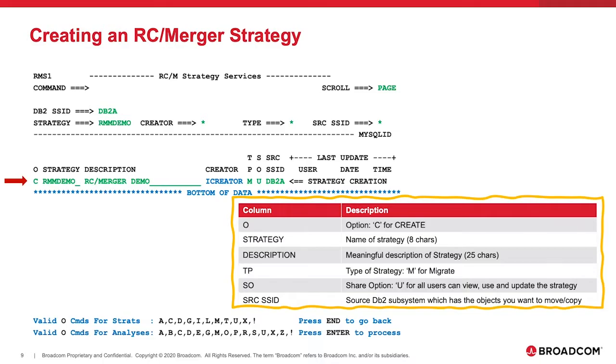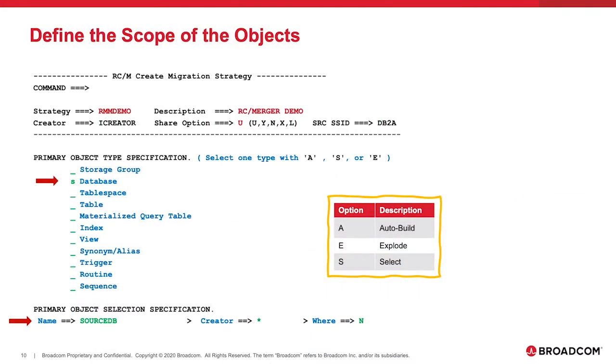On this screen, we start to make our selection for the objects that are in scope. We are given 3 options associated with this selection, which are in the box on the side. Here we are using S for select so that we can see the subsequent options on the next screen.